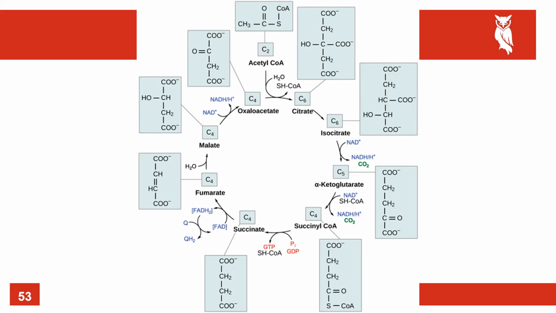Again, I don't think you need to know every single stage. Goodness, that would be tough. You need to know that each round makes 3 NADH, 1 FADH2, and an energy molecule, either GTP or ATP.